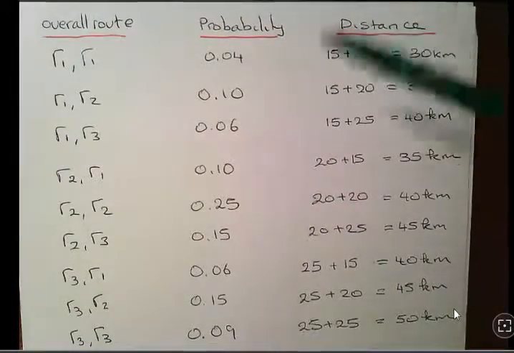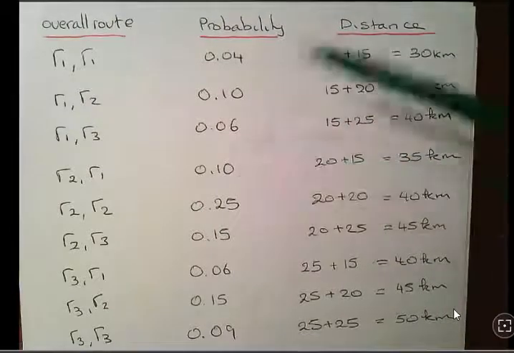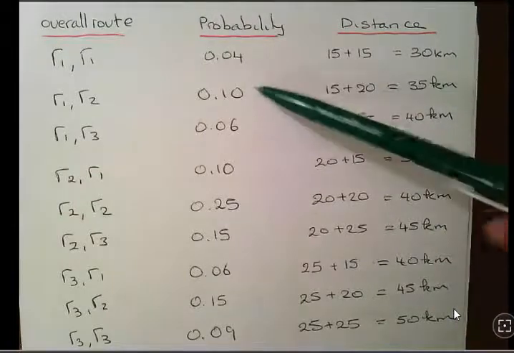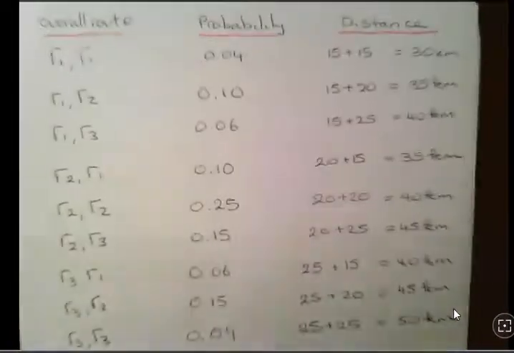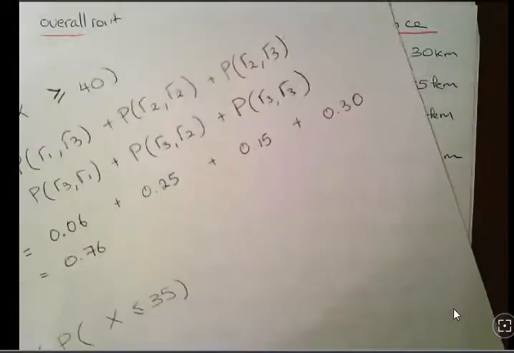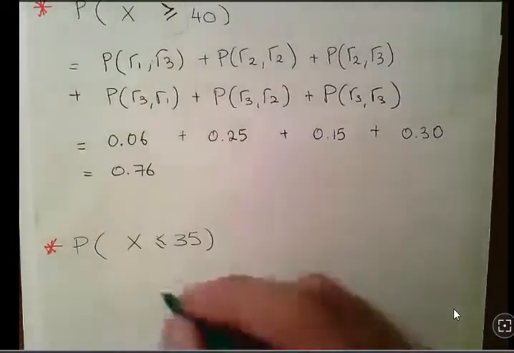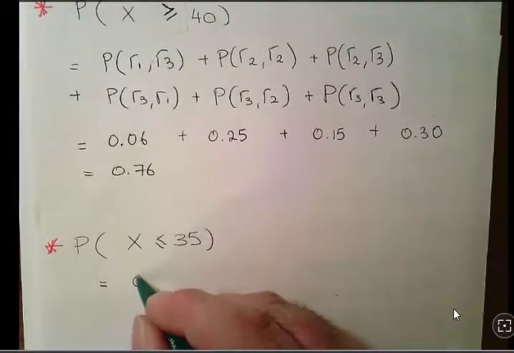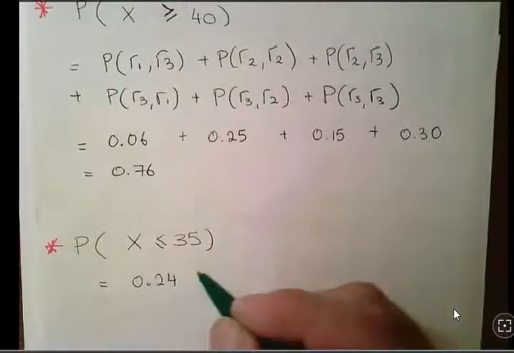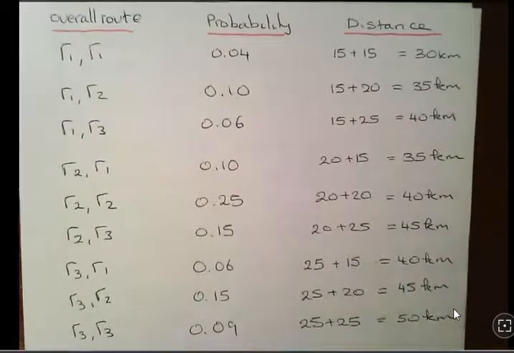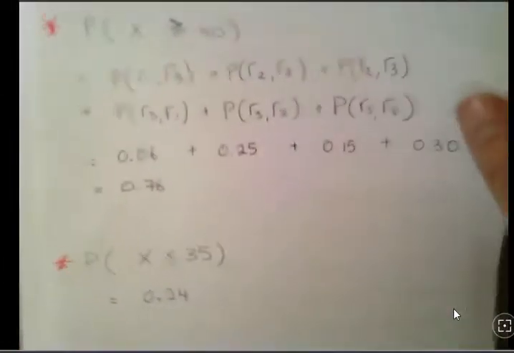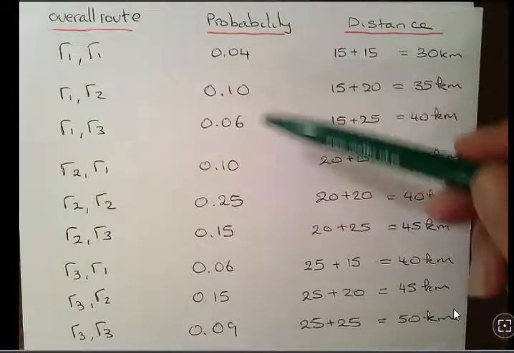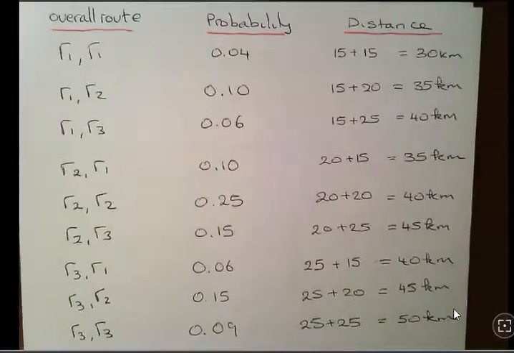4% plus 10% plus 10%. Okay, so this one here is 30 kilometers. This one here, 35 kilometers. This one here, 35 kilometers. It is actually 24%. Now we can work it out on the basis that it is the complement of greater than or equal to 40, but you can also work it out separately as well. So it works out to be, again, just to be clear, 24%, which is 4%, 10%, and 10% together.